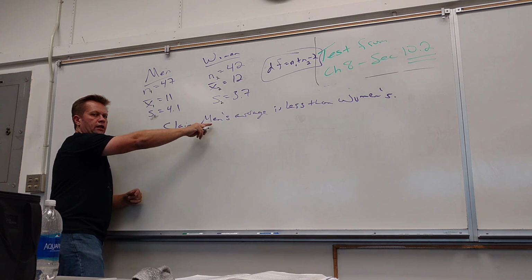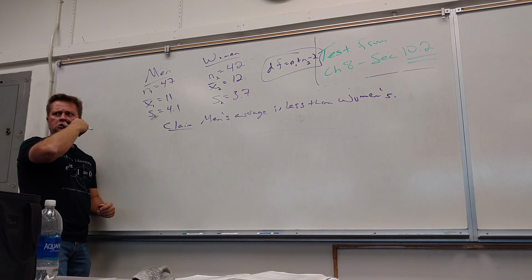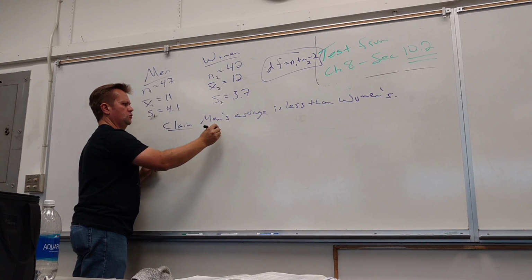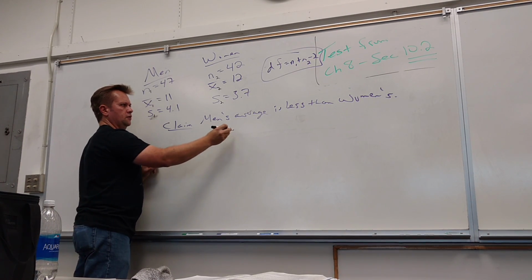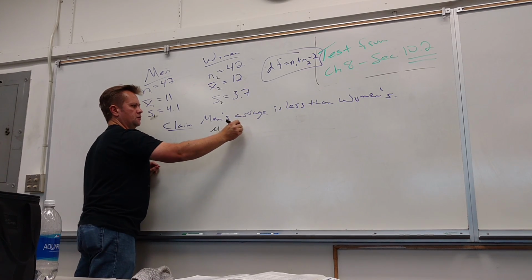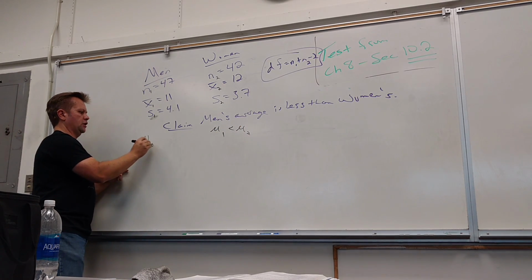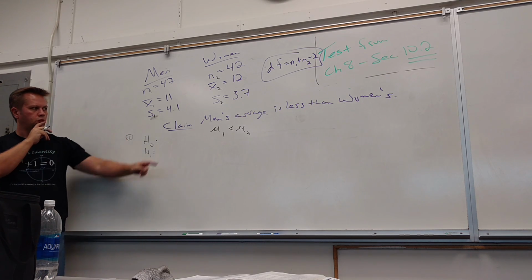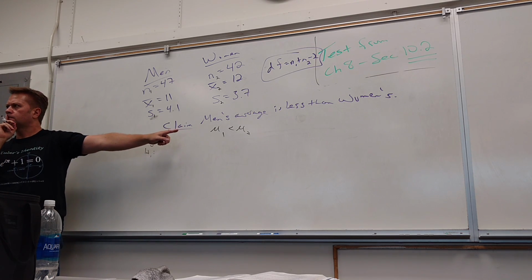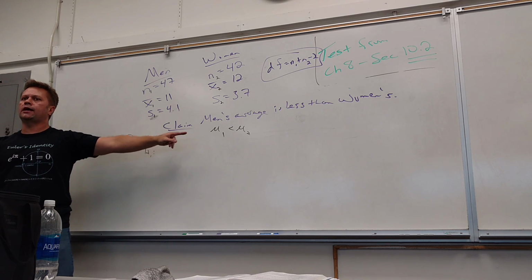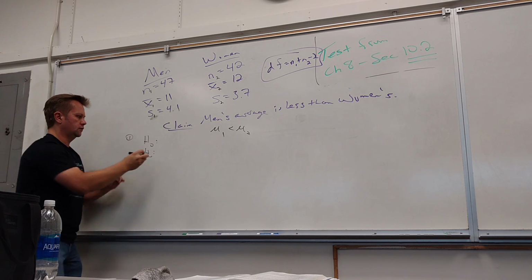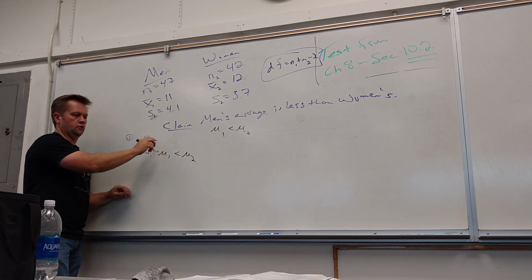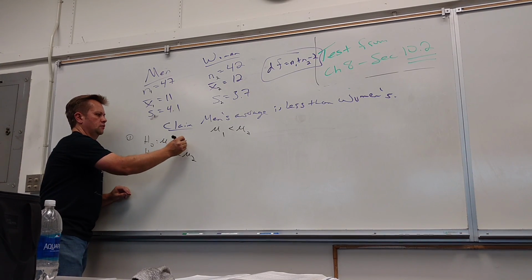How do I state this claim in math? Mu 1 less than mu 2. All right, cool. So then I know that H0 is what? And H1 is what? Which one is that, H0 or H1? H1. It's the H1 because it doesn't have an equal sign. So what's H0 going to be? Greater than or equal to. I like it.